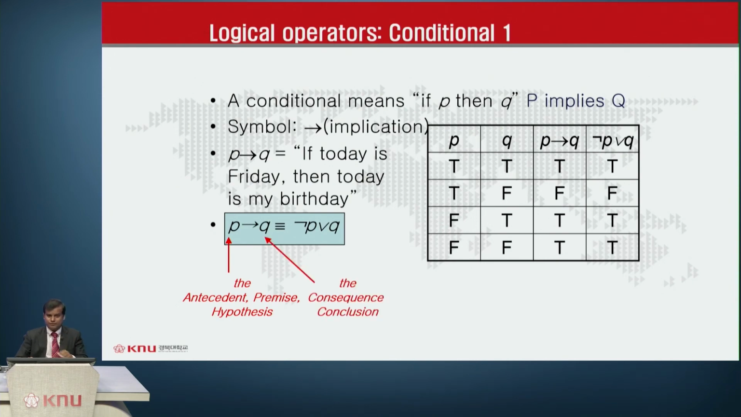P implies Q. So again, coming back to this P, I talked about this as the hypothesis. If today is Friday, that is your hypothesis, that is your antecedent. Then the consequent or consequence or conclusion is that today is my birthday. So the first part P we represent as antecedent, premises or hypothesis. The Q part, we call it the consequence or the conclusion.